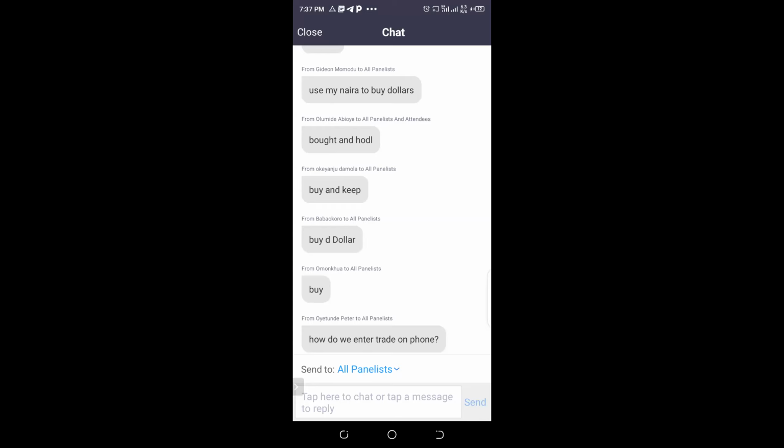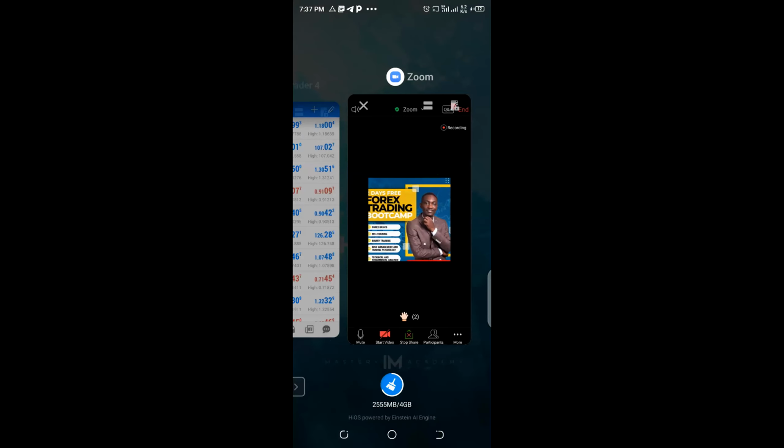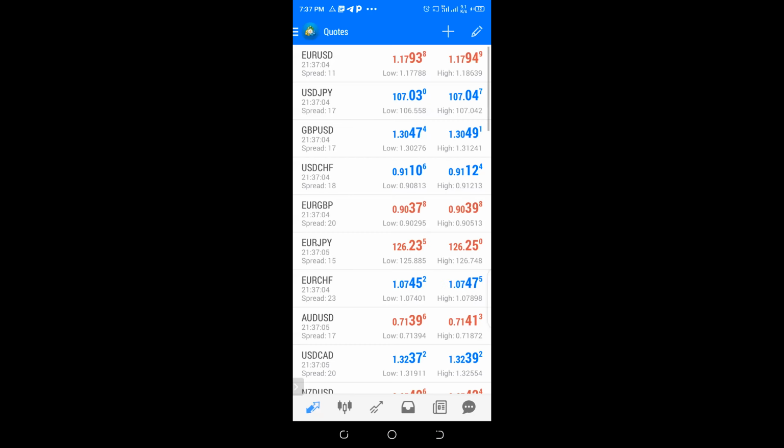If you knew that the dollar was going to appreciate, you would have bought at a low price, and guess what? When the dollar appreciates to 740, what would you do? You are going to sell. So that brings me to the fact that we buy when the exchange rate is low, and we sell when the exchange rate is high.